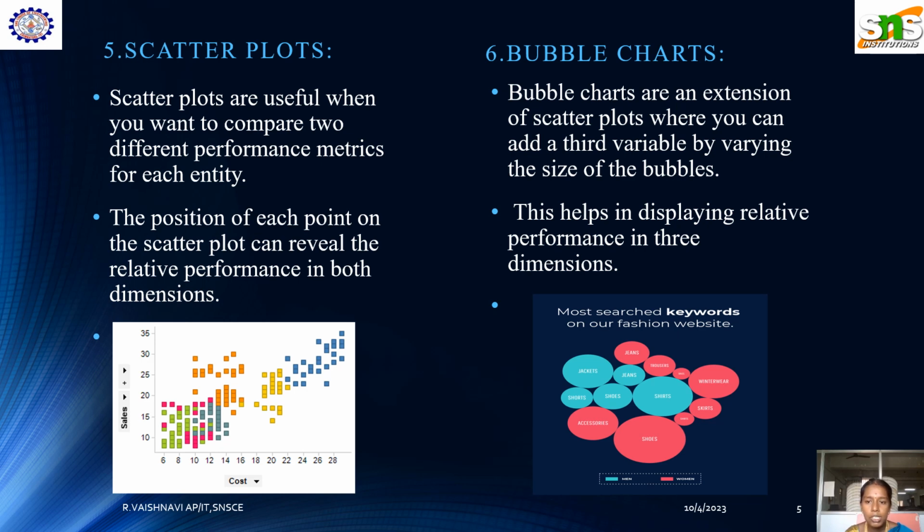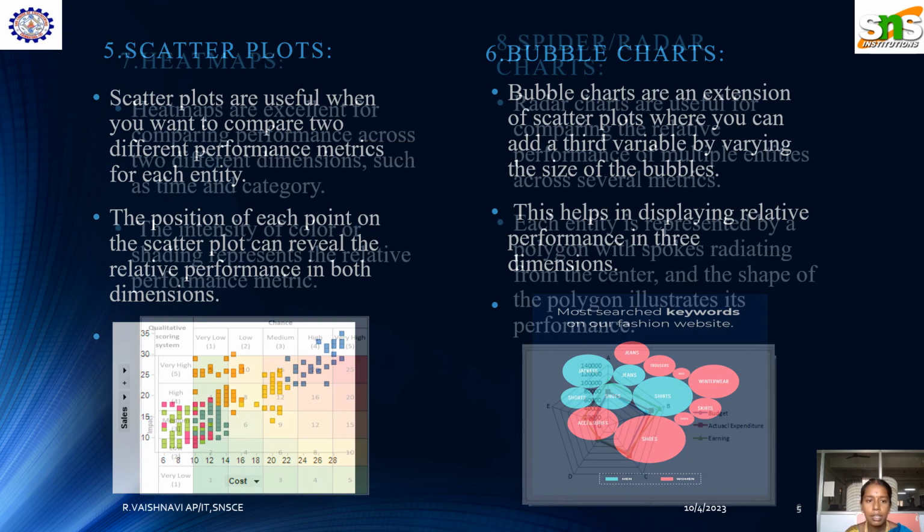Next chart is the bubble chart. Bubble charts are extensions of the scatter plot, where you can add a third variable by varying the size of the bubbles. This helps in displaying the relative performance in three dimensions. Here we have the example. Blue color represents the men's data, and the other color, red color, represents the women's data.